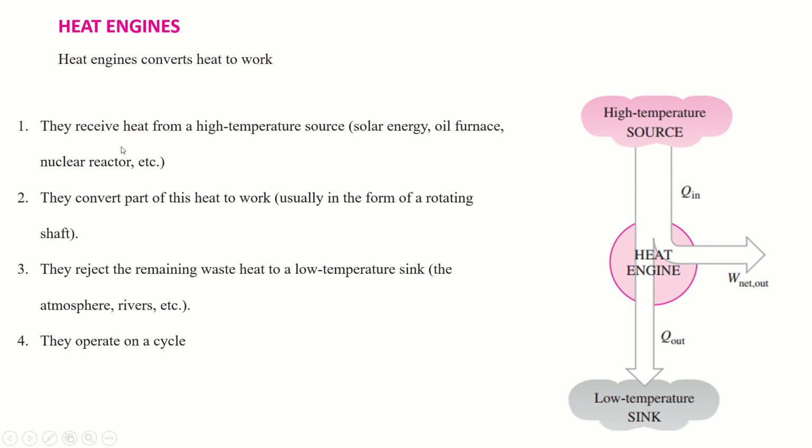First, they receive heat from a high temperature source. This source can be solar energy, an oil furnace or a nuclear reactor. The second step, they convert part of this heat into work, usually in the form of a rotating shaft, like in all the engines. The third process is they reject the remaining waste heat to a low temperature sink. So a part of the heat is converted into work and a part is wasted into a sink. This is operated on a cycle. That means all these processes happen in a cyclic way.